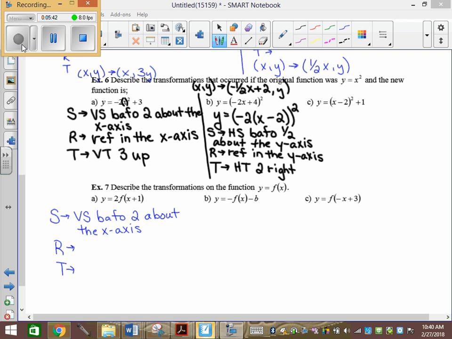Translations? Horizontal or vertical? Horizontal because it's with the x. Horizontal translation, and with the x, we flip. If it's a horizontal translation, we take the opposite, right? So it's +1. So where are we going? 1 left.